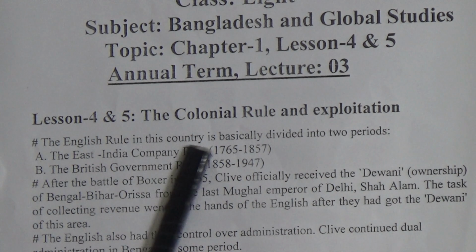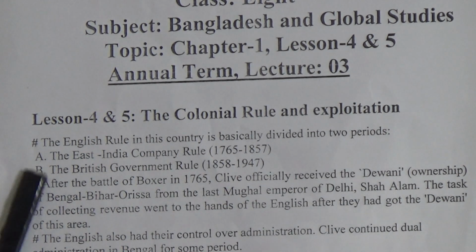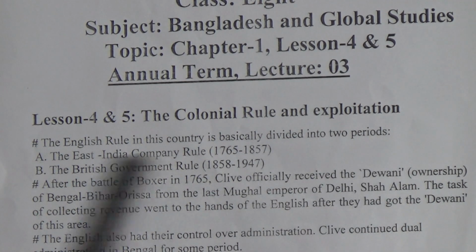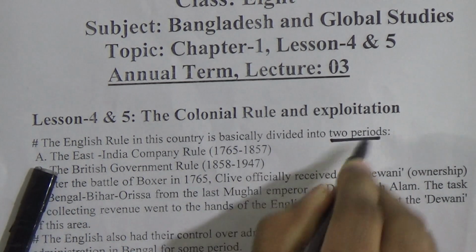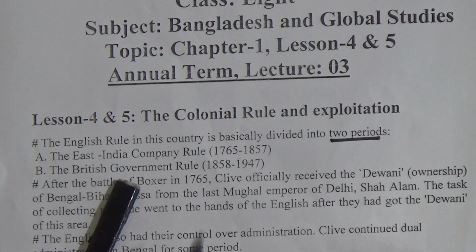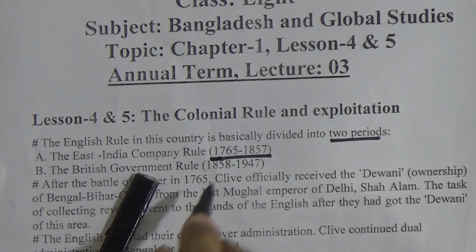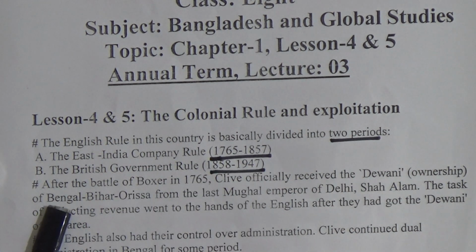Lesson 4 and 5. The colonial rule and exploitations. The English rule in this country is basically divided into two periods. How many periods? Two periods. The East Indian Company rule 1765-1857, the British government rule 1858-1947.